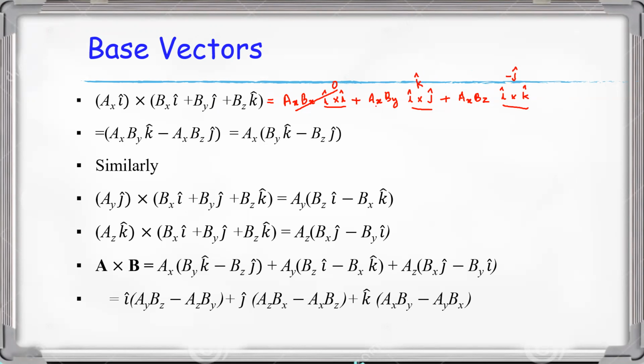Then we obtain Ax By K, minus Ax Bz J. This is the result: Ax By K minus Ax Bz J. When we take Ax outside, we get Ax into (By K minus Bz J). Similarly, when we find the next two products, we will get Ay into (Bz I minus Bx K), and the next product gives Az into (Bx J minus By I).